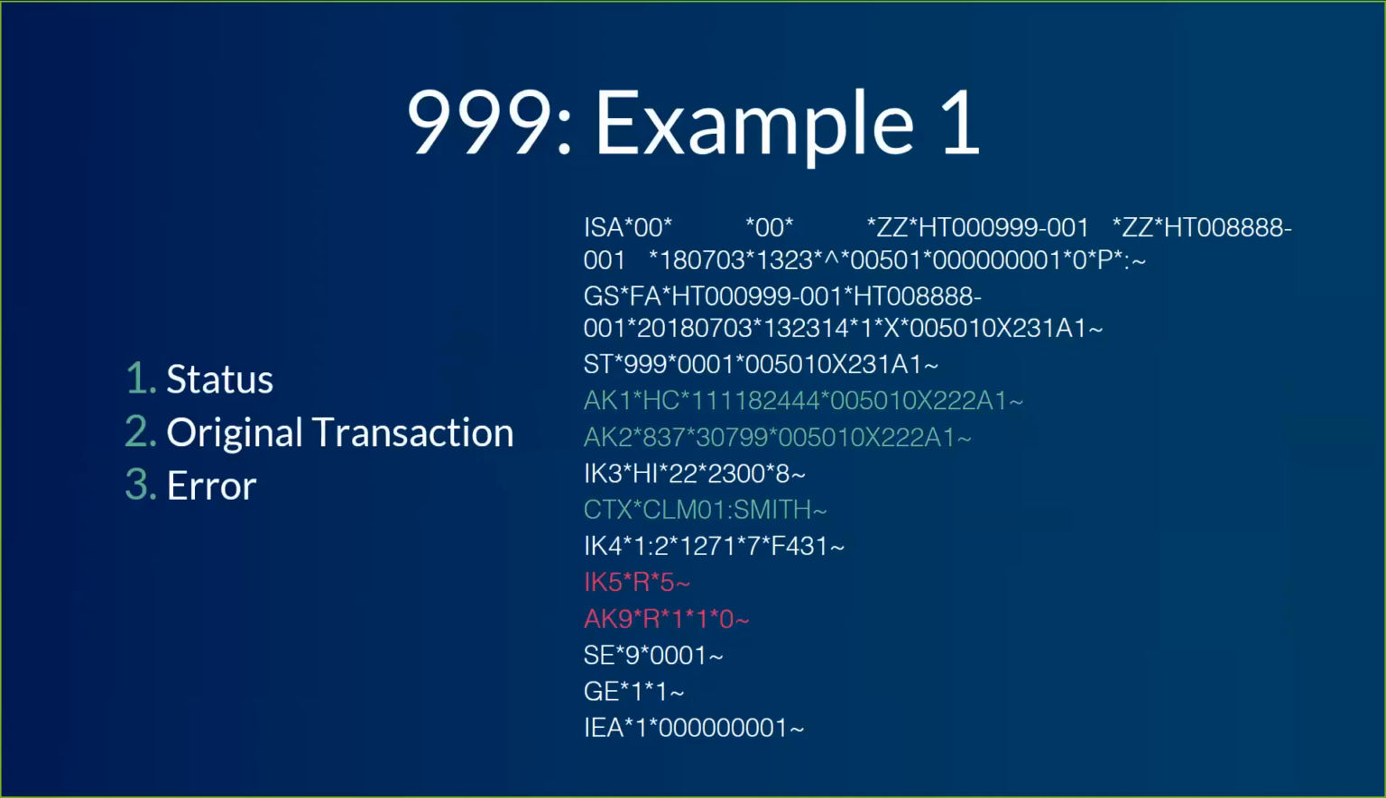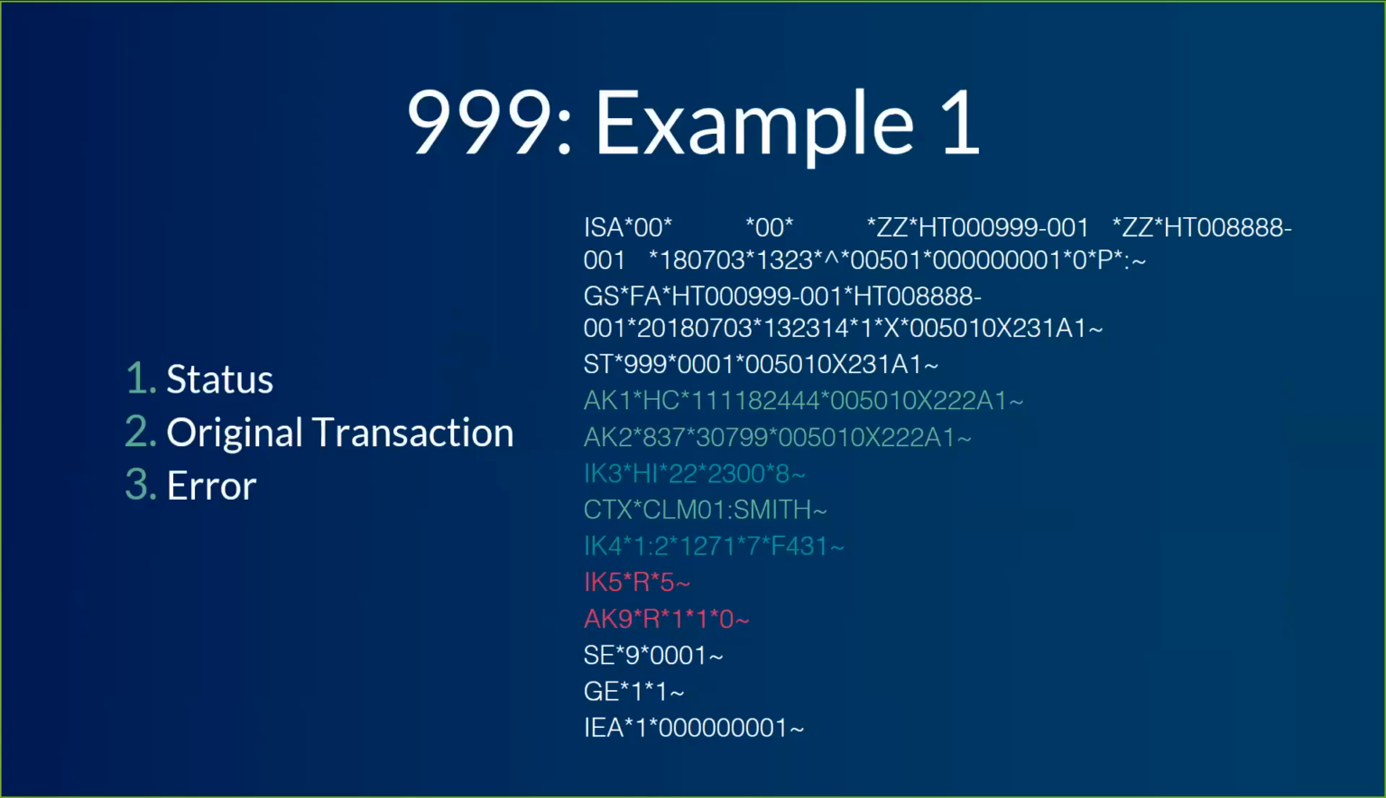Now, for the error information, I'm going to be looking in the IK3 and the IK4 for that one. In the IK3, I see it's segment HI, segment count 22, so it's 22 segments down from the ST. Loop is 2300, syntax error code is 8. In the IK4, I can see it's position 1, subposition 2. So just keep in mind, if there's either a colon or a caret or a greater than, lesser than sign, if there's some kind of character separating some numbers there, you've probably got a subposition. Then we've got our data element dictionary number, which I'm going to skip past for the moment. The 7 is a syntax error code, and the example of the bad data is F431.